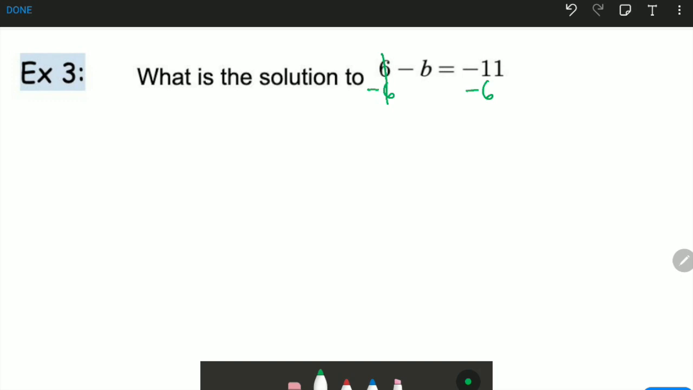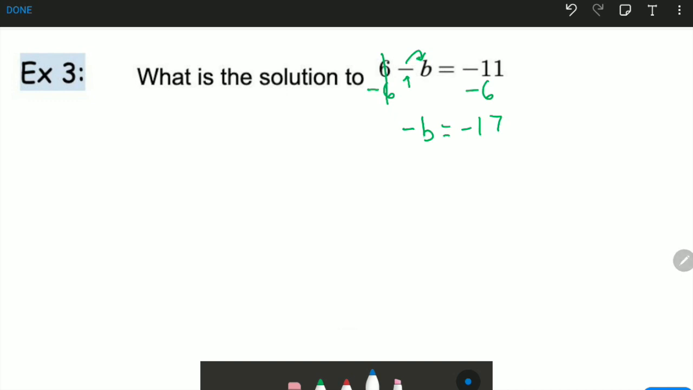The 6s cancel. Now the second mistake people make is when they do this left side, they just bring down the b and they leave it as b equals negative 17. Don't forget that minus sign is with the b. It's a negative b. So we need to make sure we bring that minus sign down. And that's the second most common mistake with this type of problem.